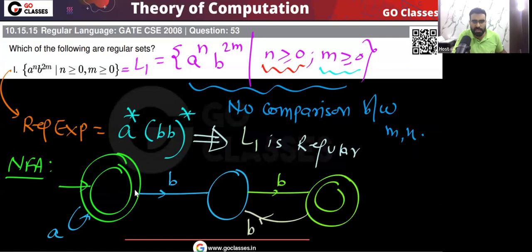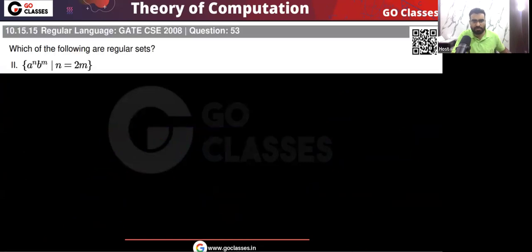You can easily see any number of a's coming are accepted. If b comes, don't accept, because we want an even number of b's. If another b comes, then we accept. So here a star is accepted, and if you have an even number of b's, those are also accepted. This will be a final state, and this will be a final state. This is our NFA. Because NFA exists for L1, L1 is regular. Now let's move on.